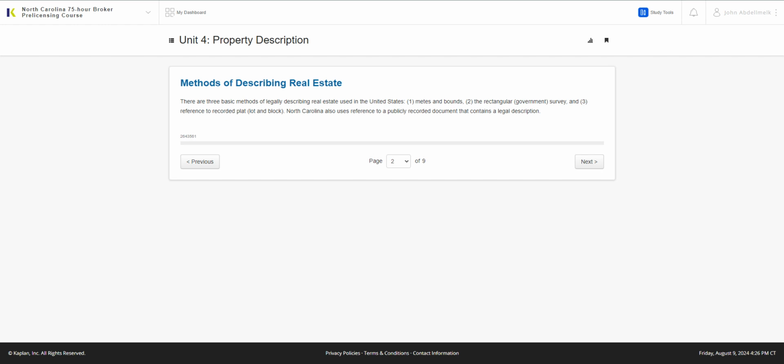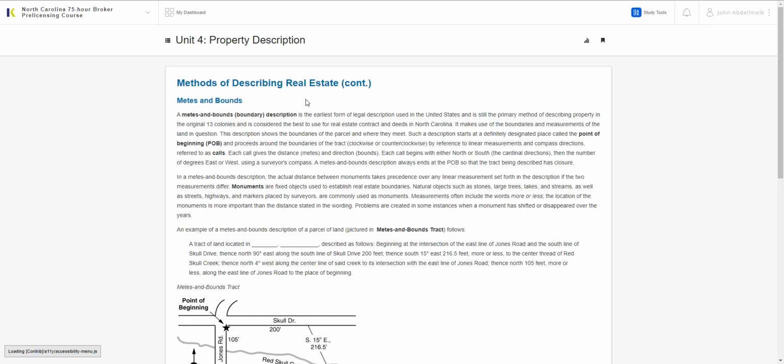It's kind of a weird name. And then the third one would be reference to recorded plat, lot, and block. North Carolina also uses references to a publicly recorded document that contains a legal description.